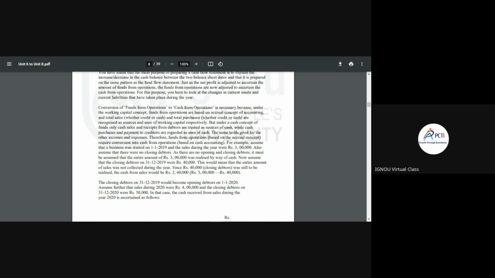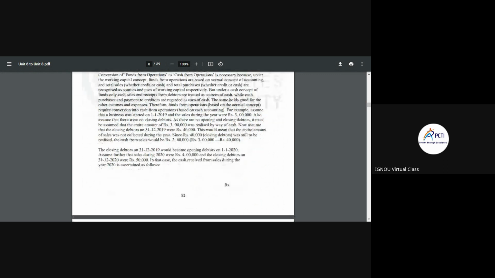So basically, whatever we are taking, like a cash sale or receipts from debtors, are also treated as sources of cash, while cash purchases and payments to creditors are regarded as uses of cash. In that way, we can make a cash from operations calculation.